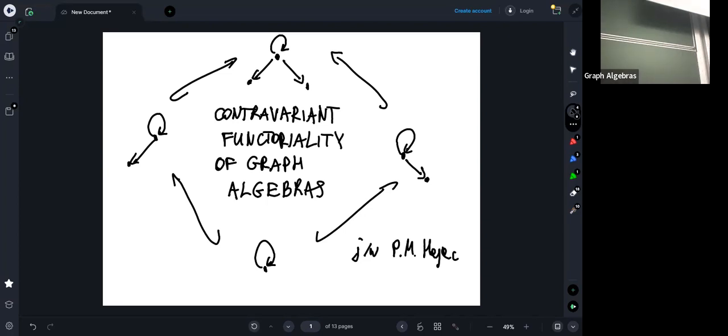And this is a talk I already gave at the North Atlantic Noncommutative Geometry Seminar. So I'm sorry to those who already heard this talk. I wanted to change some things, but then I liked this talk so much I didn't change a thing. So I'll talk about contravariant functoriality of graph algebras. Piotr was talking a little bit about this, and I'll give you more details. I'll not talk about covariant things at all.